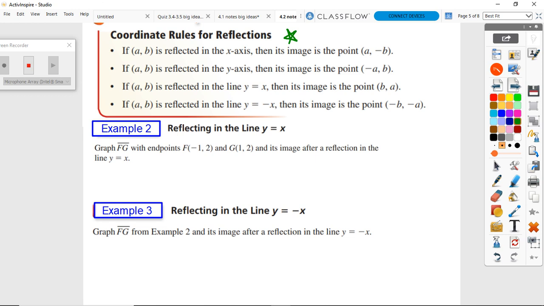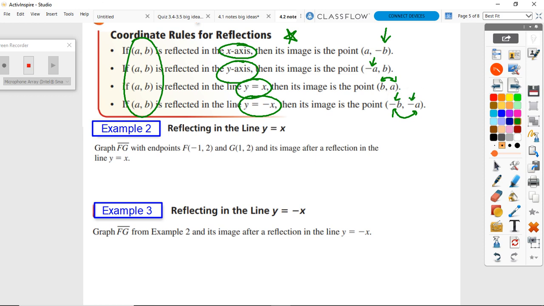If you're reflecting across the x-axis, then you are going to flip the y value. If your point starts out (a, b), you're always starting out (a, b). You flip the y value when you reflect across the x-axis. When you reflect across the y-axis, you flip the sign on the x value. And then 2 other lines we're going to reflect across. When it's y equals x, you just basically switch a and b. And when it's the line y equals negative x, you're flipping and switching the sign. So that's our 4 things we have to remember here.